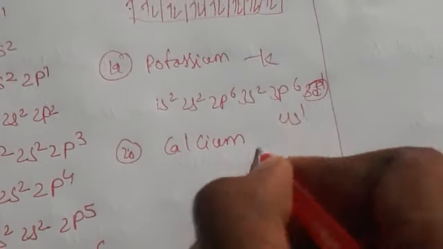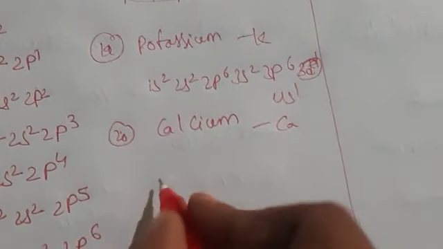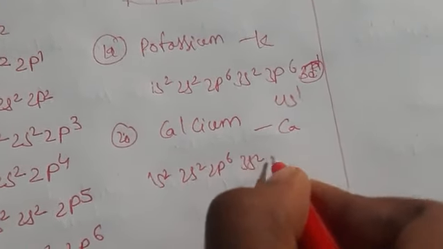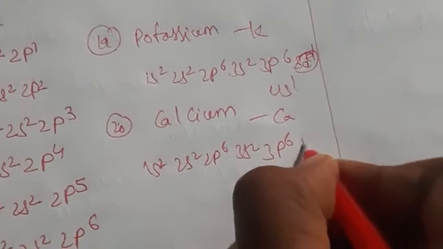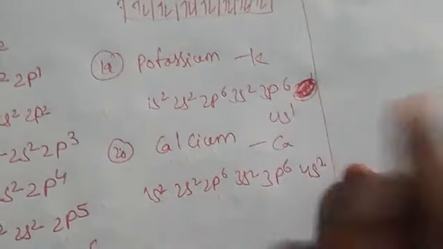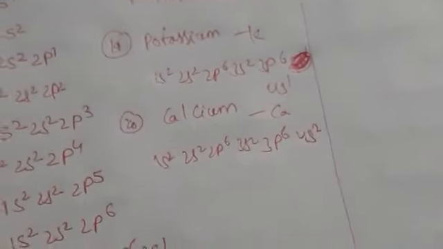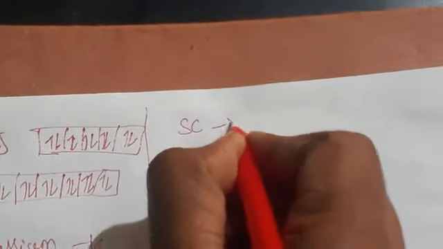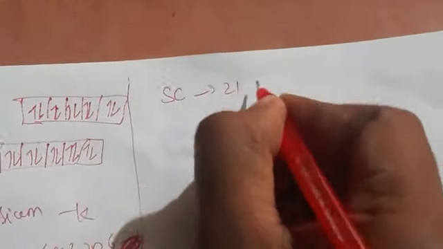And calcium, Ca, has atomic number 20. So it gets 1s2, 2s2, 2p6, 3s2, 3p6 and 4s2. Okay, so these are the electronic configurations of the 1 to 20 elements. Now coming to scandium. For scandium, atomic number is 21.